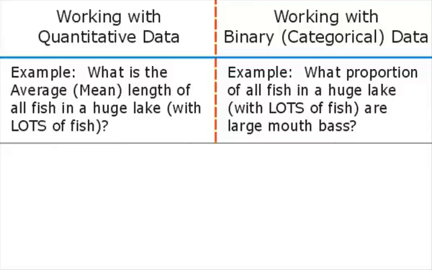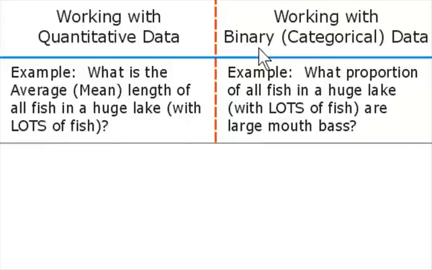After you have determined that you are working on a confidence interval problem, the very next thing you need to determine is what type of data you are working with. For this class, it will either be quantitative data, because you are measuring each individual in the sample, or it is binary data, categorical with only two categories.